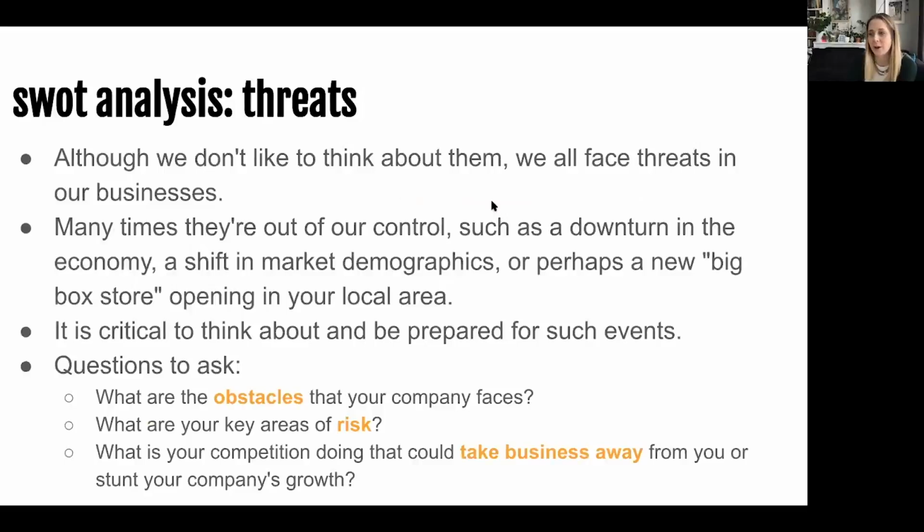The last one, our T, is threats. So although we don't like to think about them, we all face threats in our businesses. Many times they're out of our control, such as a downturn in the economy, a shift in market demographics, or perhaps a new big box store opening in your local area. It is critical to think about and be prepared for such events.